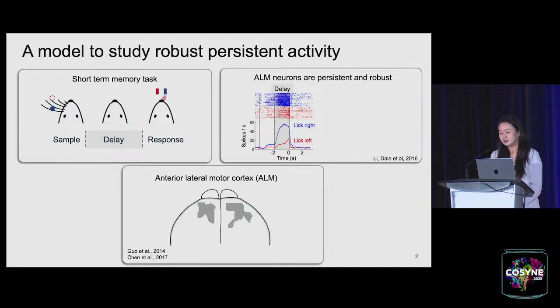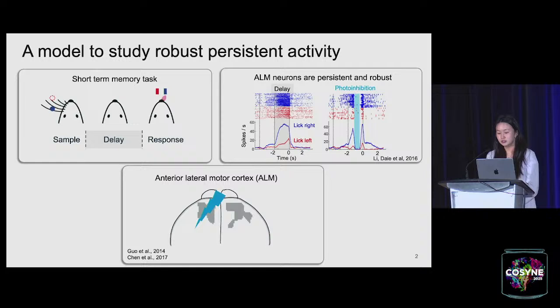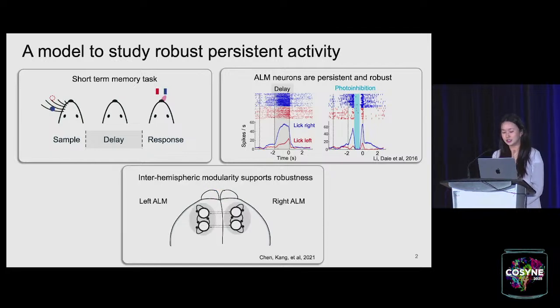This persistent activity is also robust to perturbation, so when the ALM is optogenetically inhibited, the activity recovers. This robustness is mediated by a modular organization across the ALM hemispheres, where each hemisphere can independently maintain persistent activity and gate out perturbation in the other hemisphere. However, studies like this are typically done in highly trained animals, which leaves open the question, how do these robust persistent representations emerge?